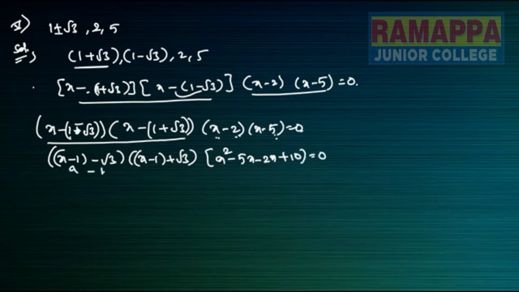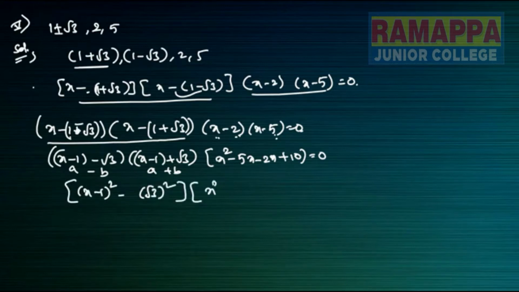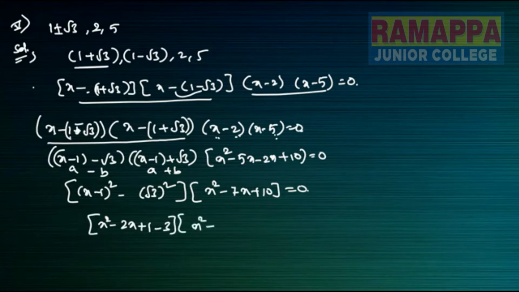So here also (a - b)(a + b) will come, a square is (x - 1) whole square, and minus b square means root 3 whole square. So this will come here, and again this will be x square minus 7x plus 10 is equal to 0. Now this will become x square minus 2x plus 1 minus 3 here, this into this x square minus 7x plus 10, is equal to 0, and this becomes minus 2 will come here, minus 2.